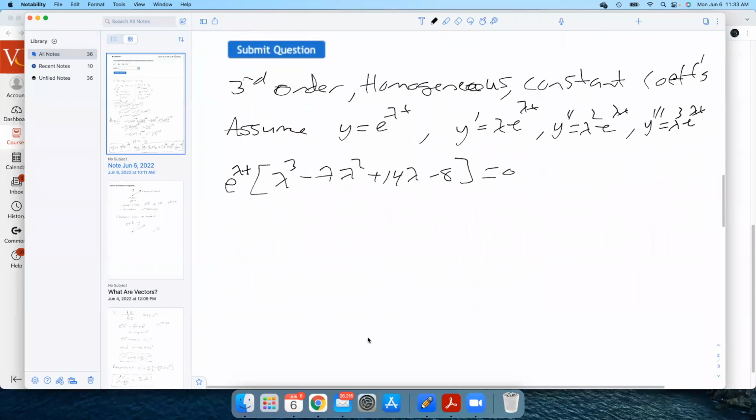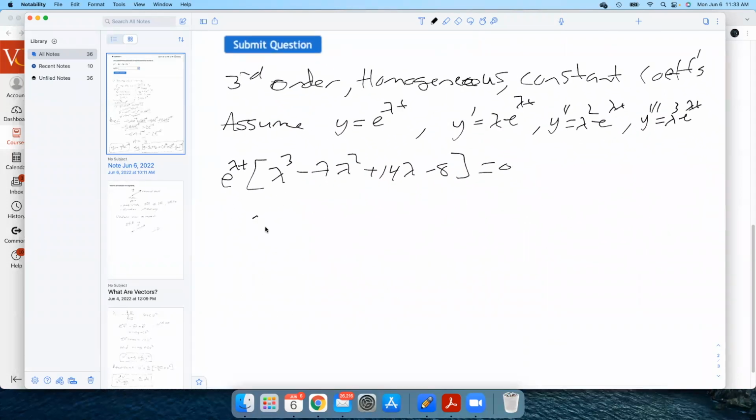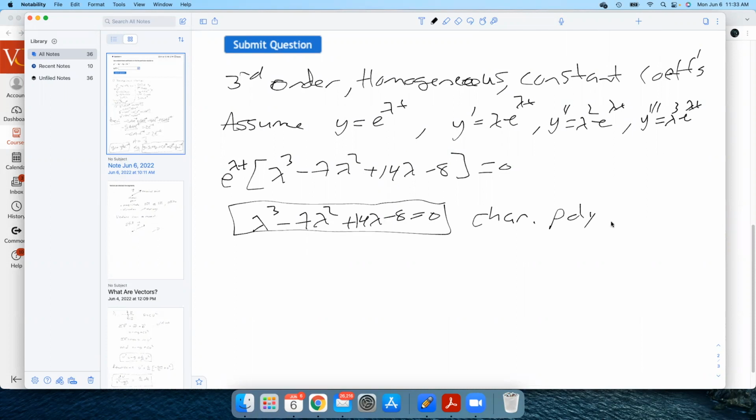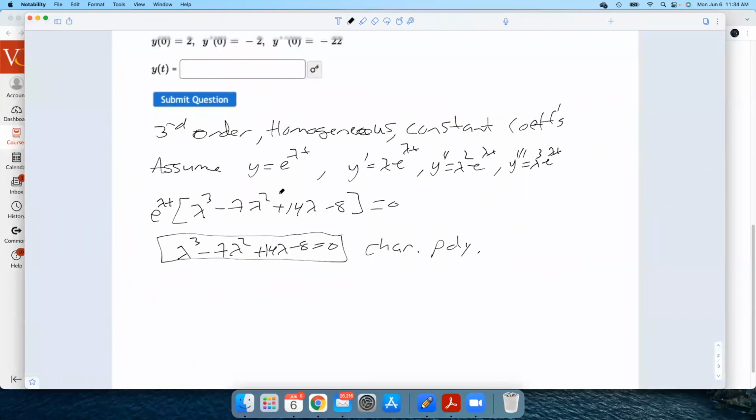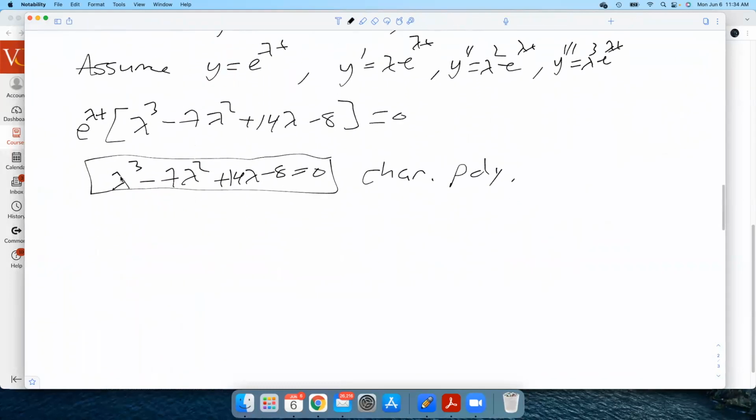e to the lambda t never equals 0. So we get this cubic equation. It's our characteristic polynomial. So that's our goal. That's, I guess, the hard part of this problem. This is the crux of the problem here. Finding the roots to this third degree polynomial.